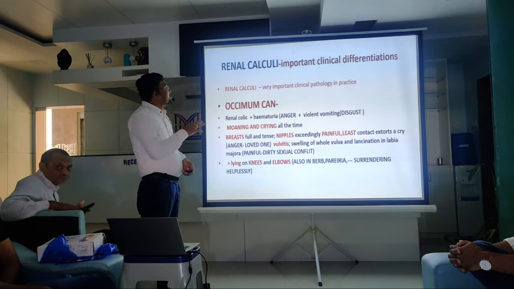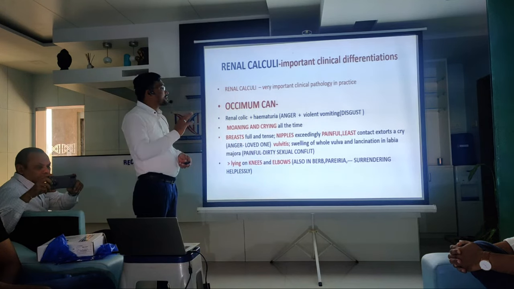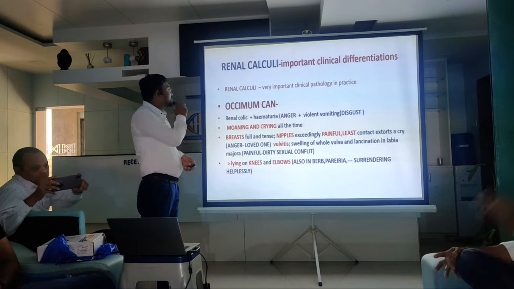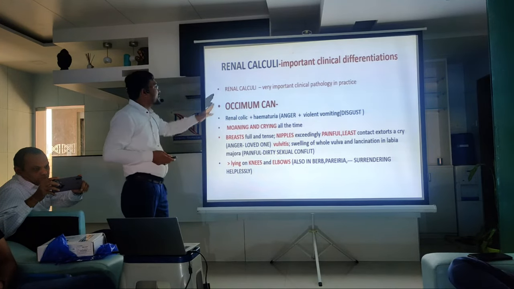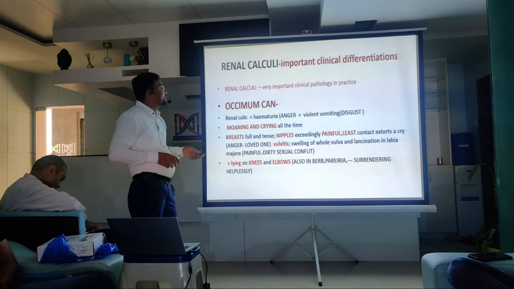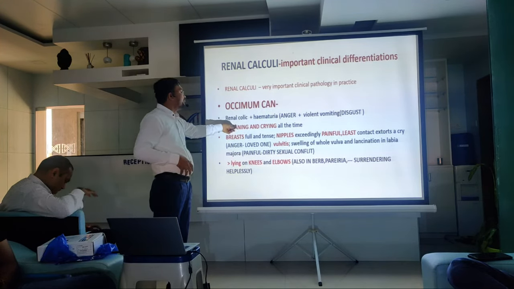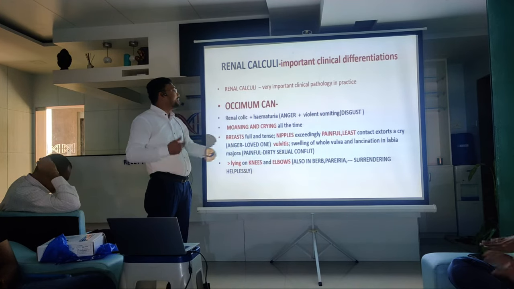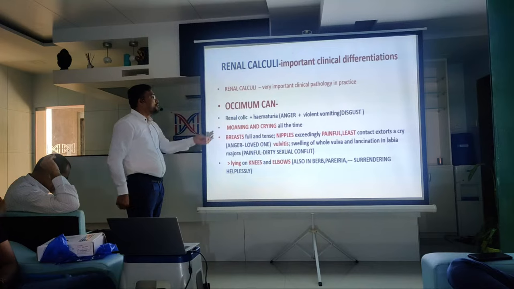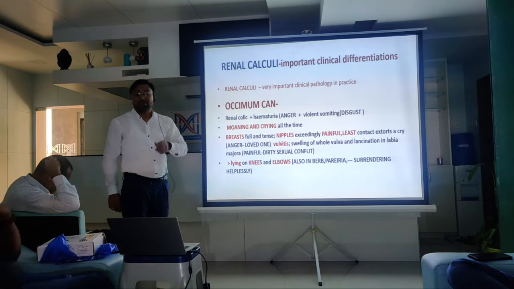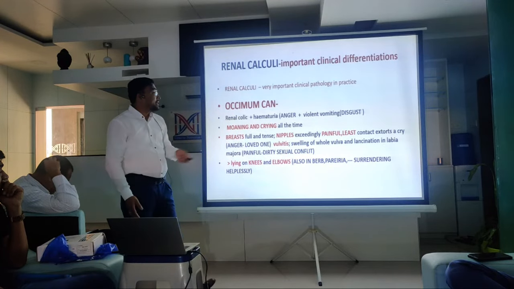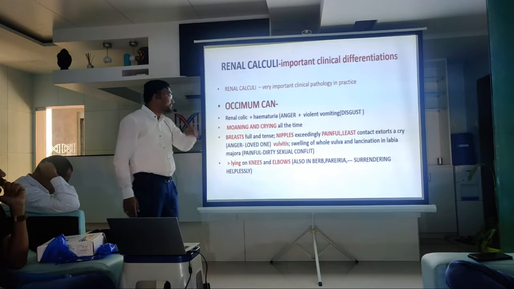So renal pathology, we can discuss some important remedies. Ocimum can, we know that this is a renal calculi remedy where renal colic with hematuria, right? Now obstruction is there with pain, with anger and violent vomiting. With vomiting there is disgust, moaning and crying all the time, like pulsatilla, because of pain they just moan and cry as a reaction. You can think of ocimum.